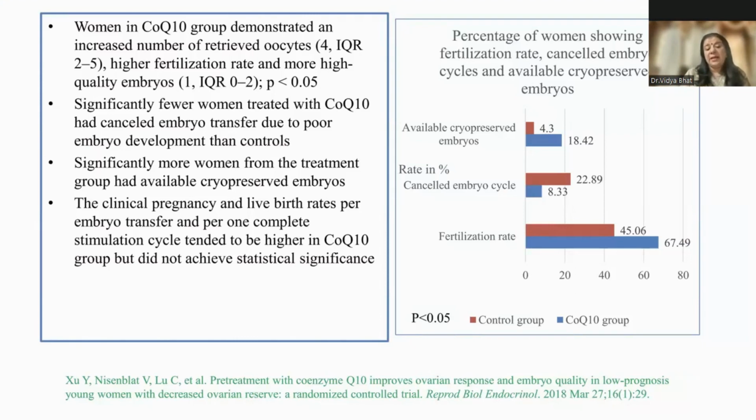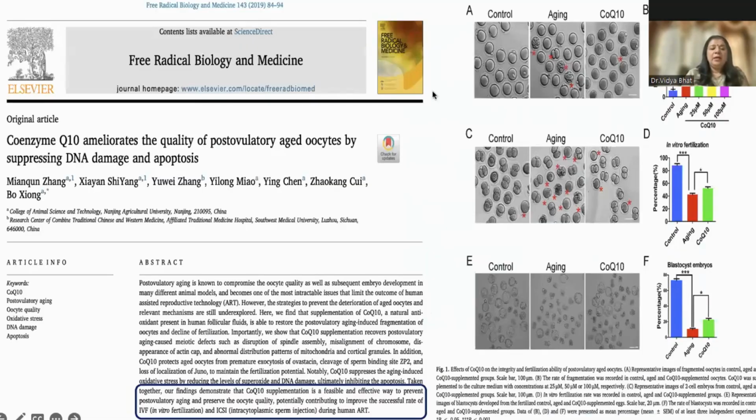And the clinical pregnancy and live birth rates per embryo transfer and per complete stimulation cycle tended to be higher when compared with the normal group. So you can see the statistics here that fertilization rate was better, cancellation was less, and available embryos were more. So this is again a study on coenzyme Q, which says that it significantly improved the pregnancy and live birth rates and the quality of the oocytes.